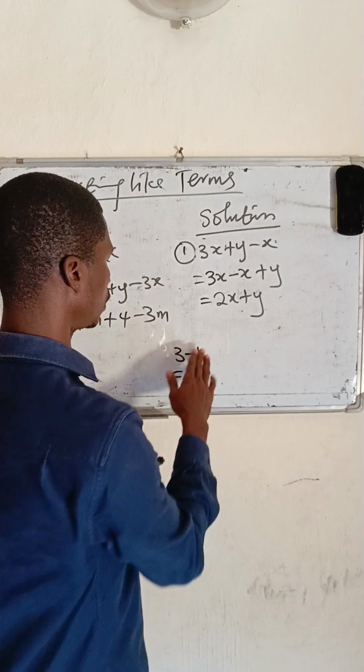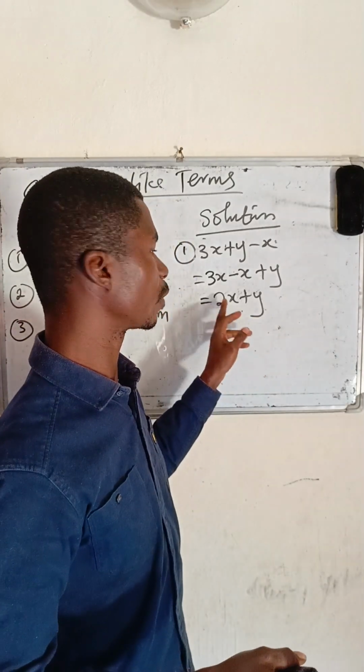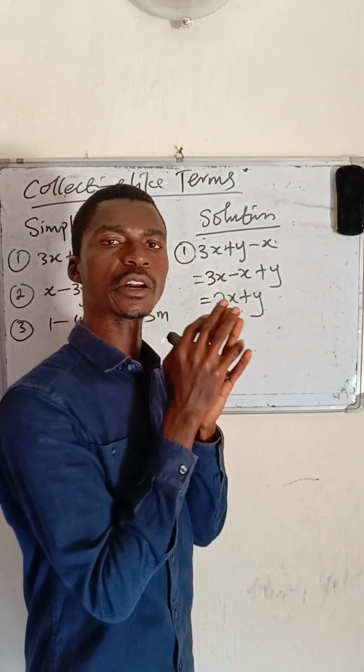You leave your answer this way. They will ask you, why are you leaving your answer this way? You tell them that you cannot simplify this any longer because they are not like terms. You can't add these two because they are not like terms.